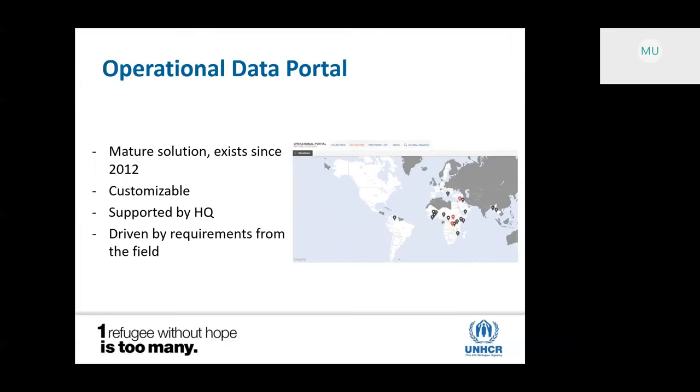So, the operational data portal is a mature solution since it exists since 2012. And it has been used and is being used in numerous locations and countries all over the world. It is customizable, and mostly because this is basically a grassroots project that has started in the field and then was implemented and supported by HQ, which means that it is still very much driven by the requirements from the field. We are engaging with our user community and listening to their feedback and their requests as to how to move forward with this project and what else is missing and what else is there to improve from our side.